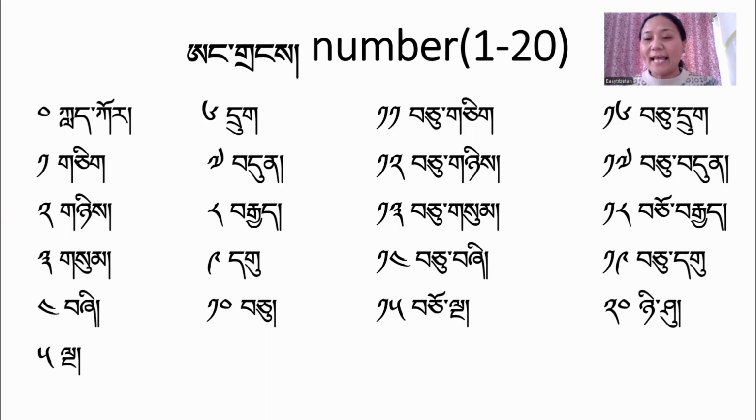Number 18 and number 15 have a narrow sound: jo ge. And 19, ju gu. And then 20, ni shu.